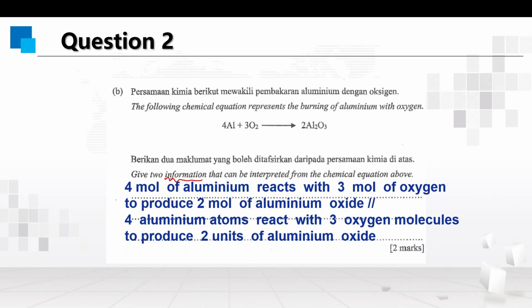So these are the 2 information. Here it has the quantitative. Quantitative means referring to quantity, for example 4 moles, this one 3 moles, this one 2 moles. For qualitative, aluminium is a reactant, oxygen is also a reactant, then aluminium oxide is the product.